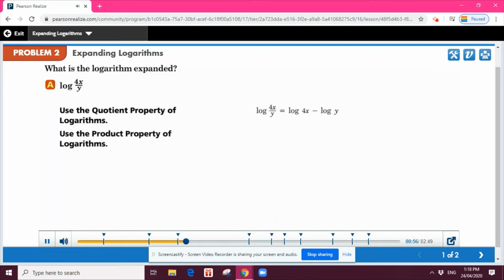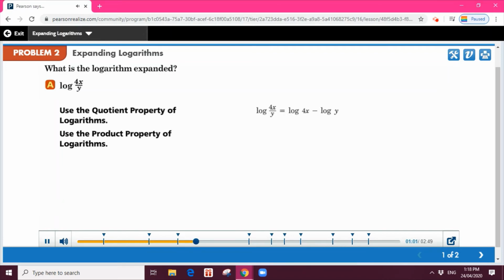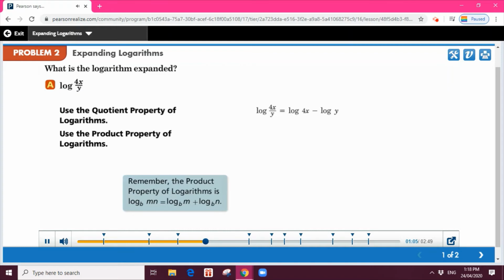Now, use the product property of logarithms to expand log of 4 times x. Remember, the product property of logarithms says that a logarithm in the form log base b of m times n is equal to log base b of m plus log base b of n. The expanded logarithm of log of 4 times x divided by y is log of 4 plus log of x minus log of y.